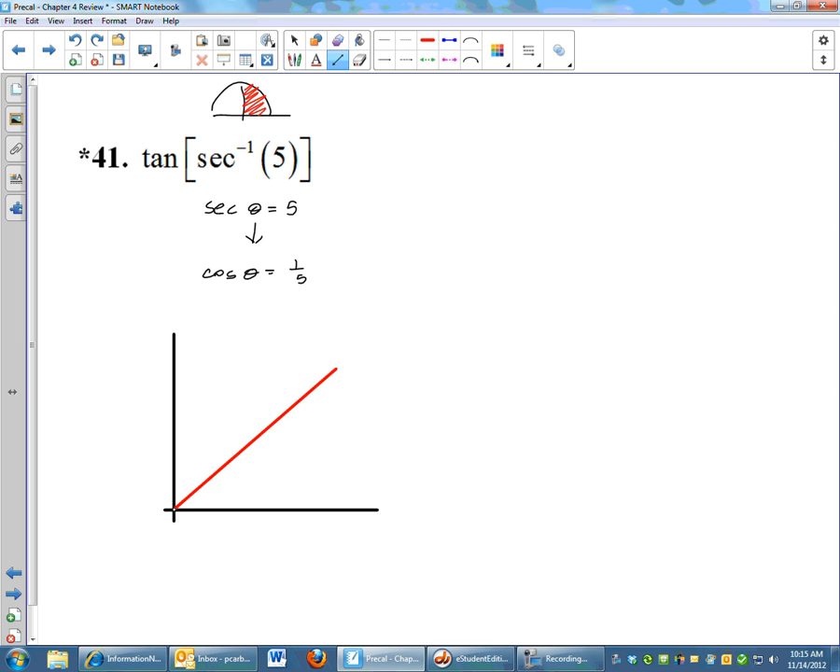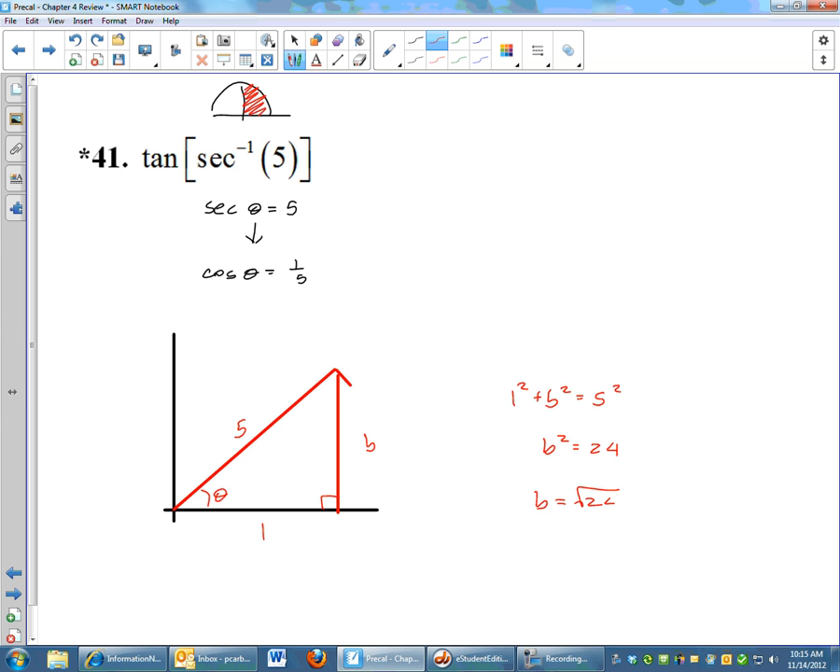So let's draw my triangle. Oh geez, what just happened there? I don't know. We'll pretend that's not there. Let's see, right angle, theta. And cosine is adjacent, so my adjacent is 1. My hypotenuse is 5. I'll do Pythagorean theorem to get my third side. 1 squared plus b squared is equal to 5 squared. 25 minus 1, b squared is 24. B equals root 24. 24 is 4 times 6, and the square root of 4 is 2, so that cleans up to 2 square root 6 for b. I am in the first quadrant, so everything is going to be positive.